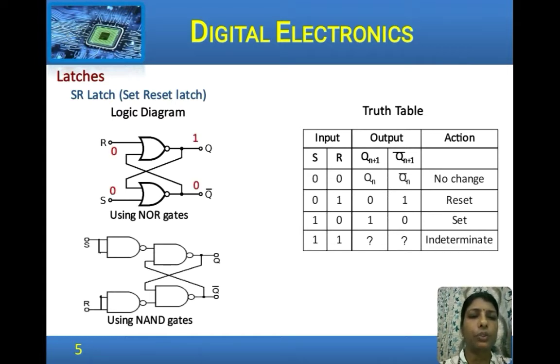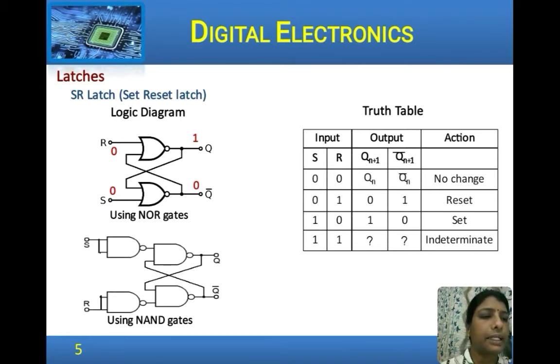So, assume Q is 1 and Q bar is 0 and the inputs are 0, 0. Look at this, 1 and 0 to a NOR gate, the output is 0. 0 and 0 to a NOR gate, the output is 1. So this is a stable state. So the output remains in the state as it was. Similarly, if Q and Q bar had been 0, 1, it would have remained in the same state.